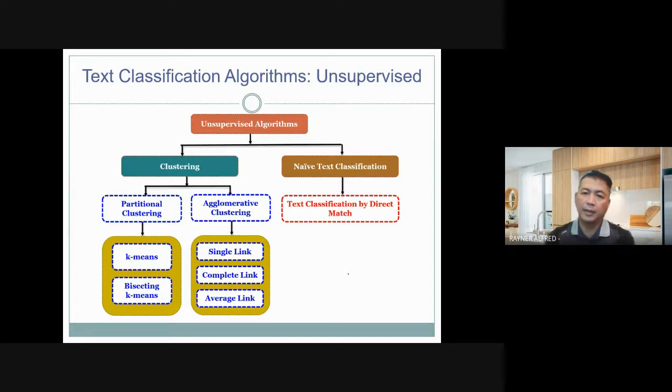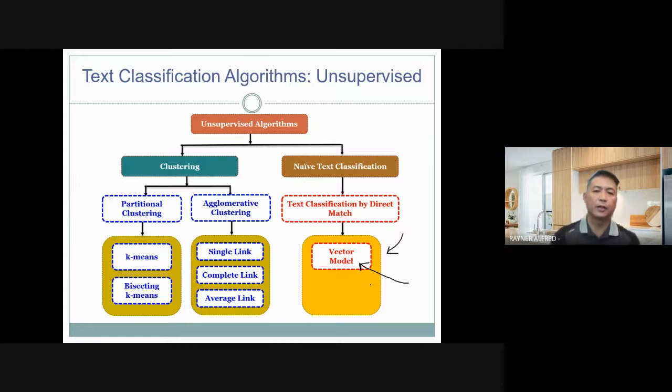For naive text classification, we use direct matching. So we will look into this one later on. Okay. So we use the vector model. The vector model here, you have learned, in which you construct the TF-IDF matrix. So this is referring to the TF-IDF matrix, okay? Vector. So each document can be represented as a vector of weights that you have computed in lectures 3 and 4.